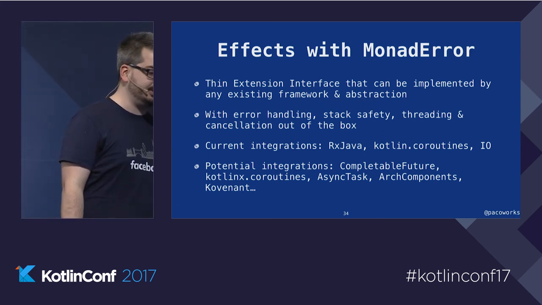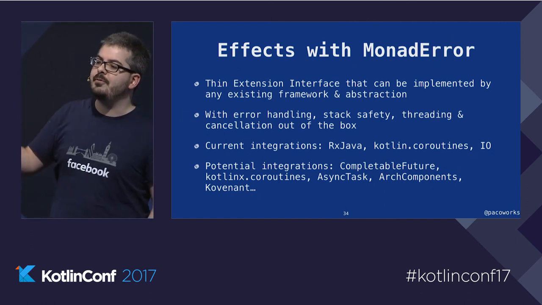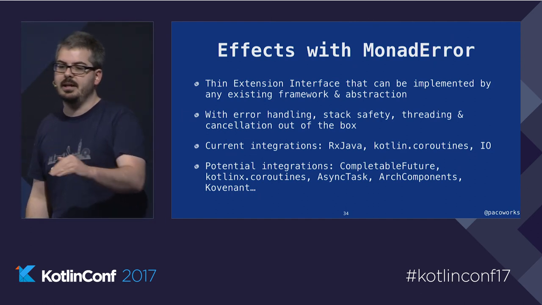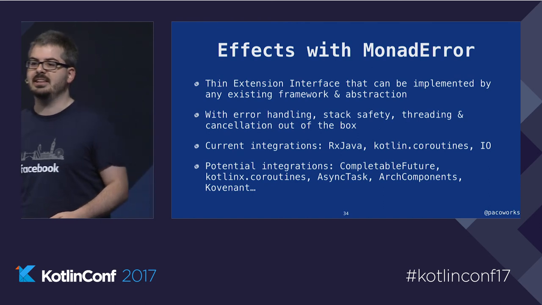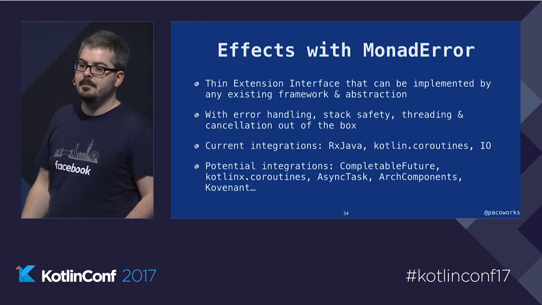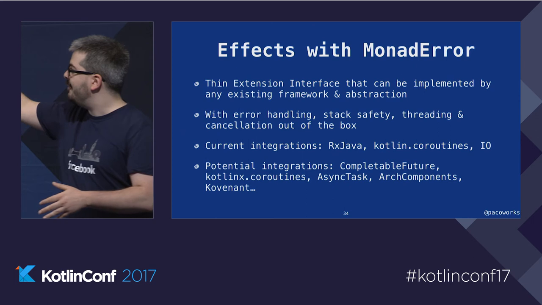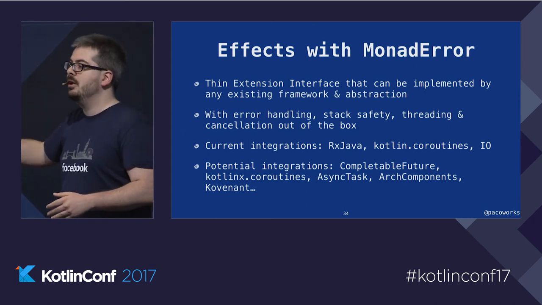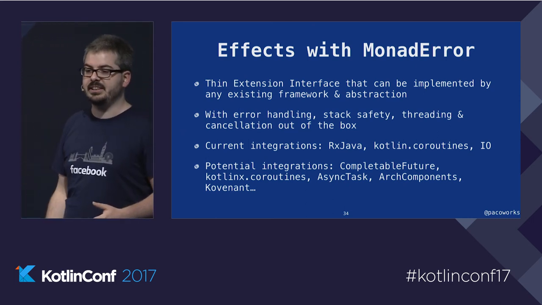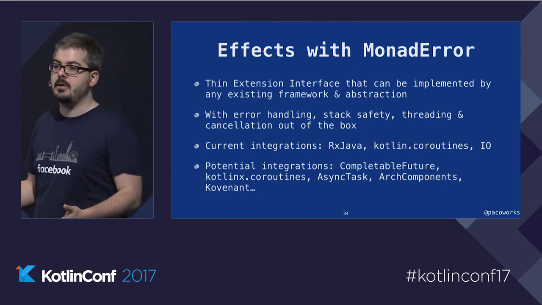And we can add cancellation because whenever we are waiting for a value, we can short circuit it and throw a cancellation exception or an interrupted exception. And all of this can be implemented for RxJava, for coroutines, for IO, if you implement a couple of interfaces corresponding to the type class monad error.